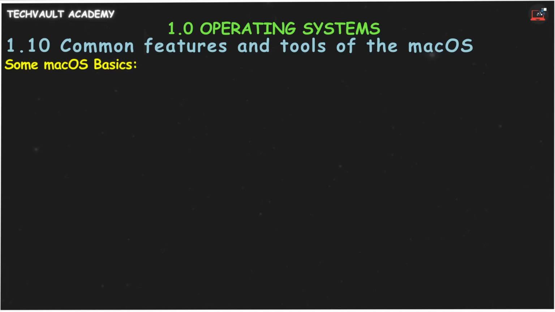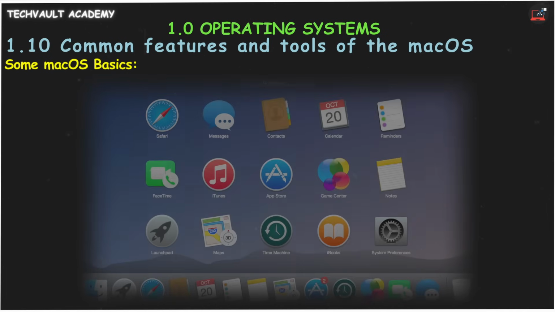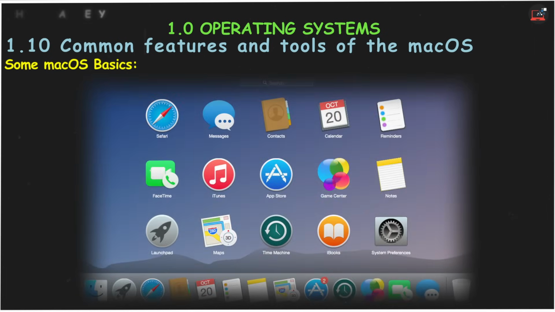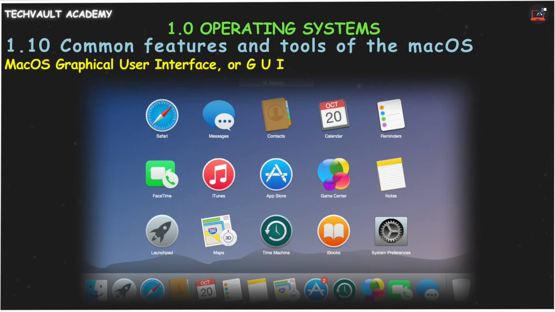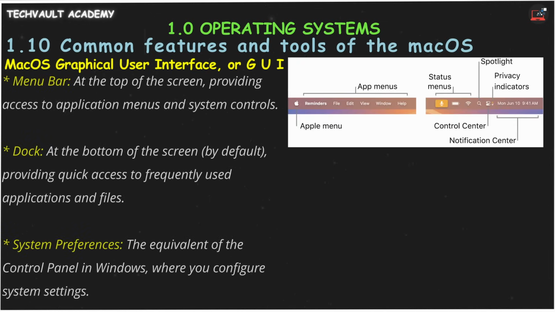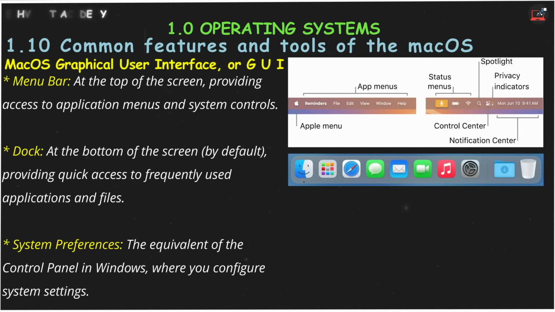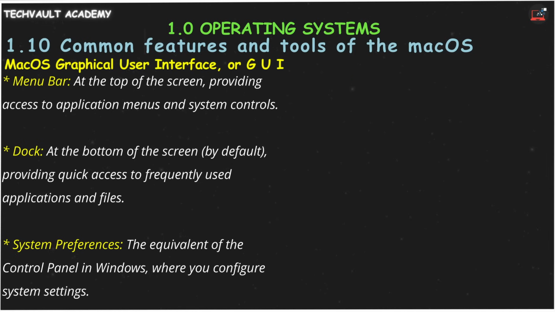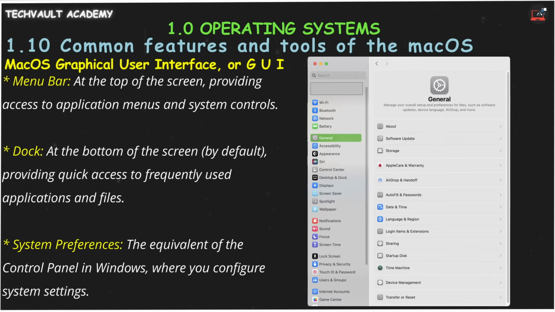First, some macOS basics. macOS is a closed-source operating system, meaning its source code is not publicly available. It's based on Unix BSD, which gives it a strong foundation of stability and security. The macOS Graphical User Interface, or GUI, has some key elements. Menu bar, at the top of the screen, providing access to application menus and system controls. Dock, at the bottom of the screen, by default, providing quick access to frequently used applications and files. System preferences, the equivalent of the control panel in Windows, where you configure system settings.